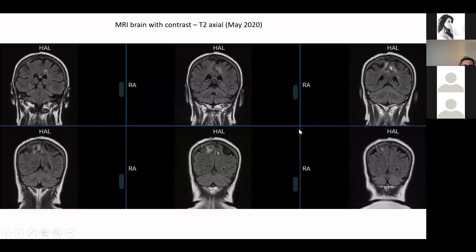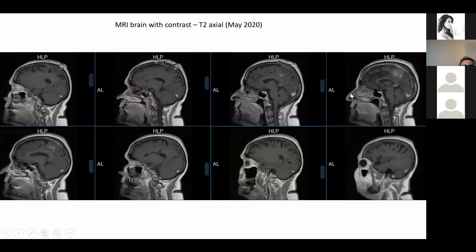Here's some sagittal. This is not T2 axial. This is sagittal T1 post contrast. It is labeled incorrectly. So the same findings which we saw on axial post contrast. These are T1 weighted sagittal post gadolinium images.